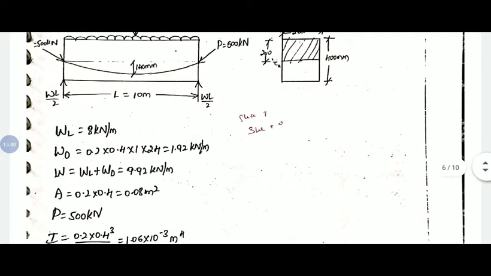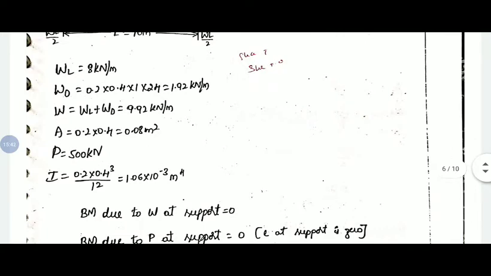So first let us take moment due to dead load and live load. Sorry, not moment. Total load we will consider. So live load is 8 kN per meter and dead load is 1.92 kN per meter. 0.2 by 0.4 is the cross section and 24 is the density of the concrete. So total we will get 9.92 kN per meter as the total load. Area of cross section and P, it is given pre-stressing force, I value bd cubed by 12.